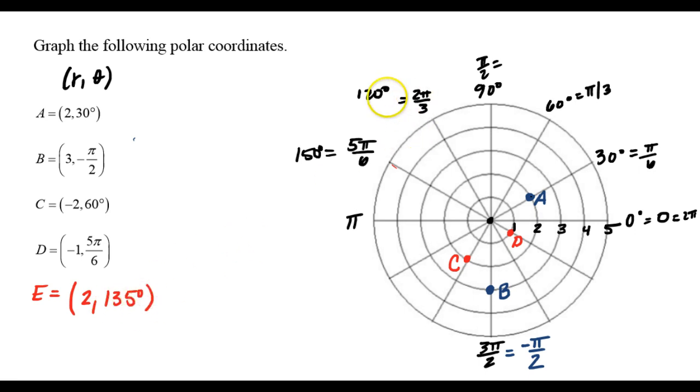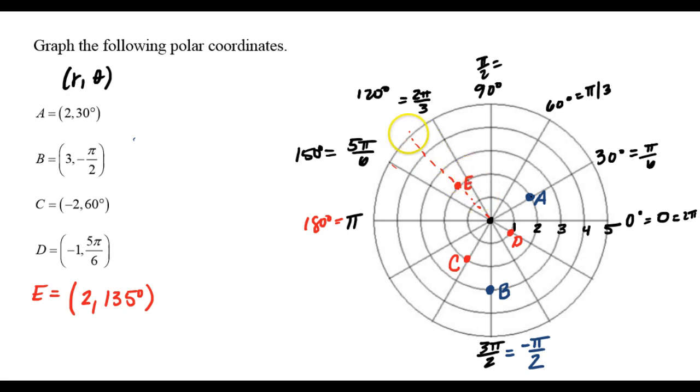So 135 is not listed on here. It's between 120 and 150, so it is located here. It's halfway between these two, 90 and 180. So it's halfway between those two at 135, and then I would walk 2 units towards it because my directed distance is positive. So this would be my coordinate point E.